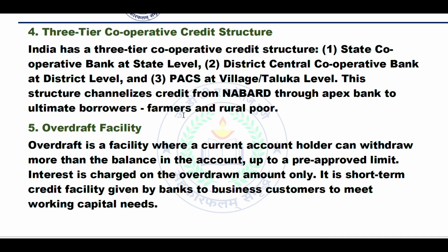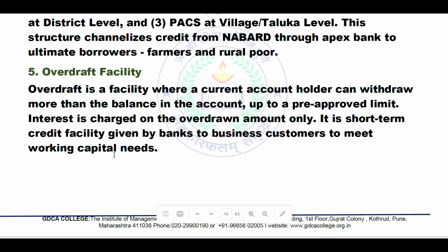Number 5, overdraft facilities. What will be the answer for this question? Overdraft is a facility where a current account holder can withdraw more than the balance in the account up to a pre-approved limit. Interest is charged on the overdrawn amount only. It is a short-term credit facility given by banks to businesses and customers to meet working capital needs.